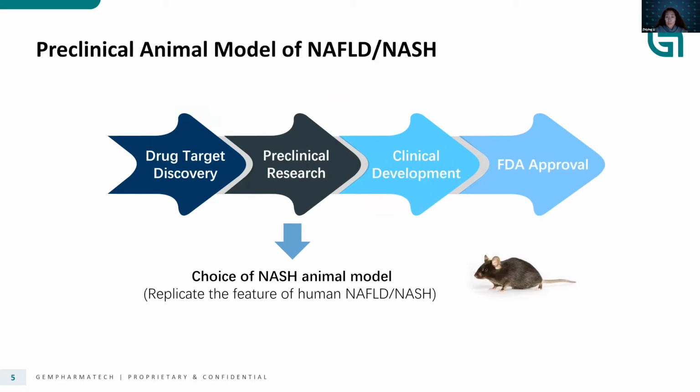So we position ourselves at the preclinical stage. We would like to use mice as a way to recapitulate the human disease so that research can be carried out in order to develop medicine for the human disease.